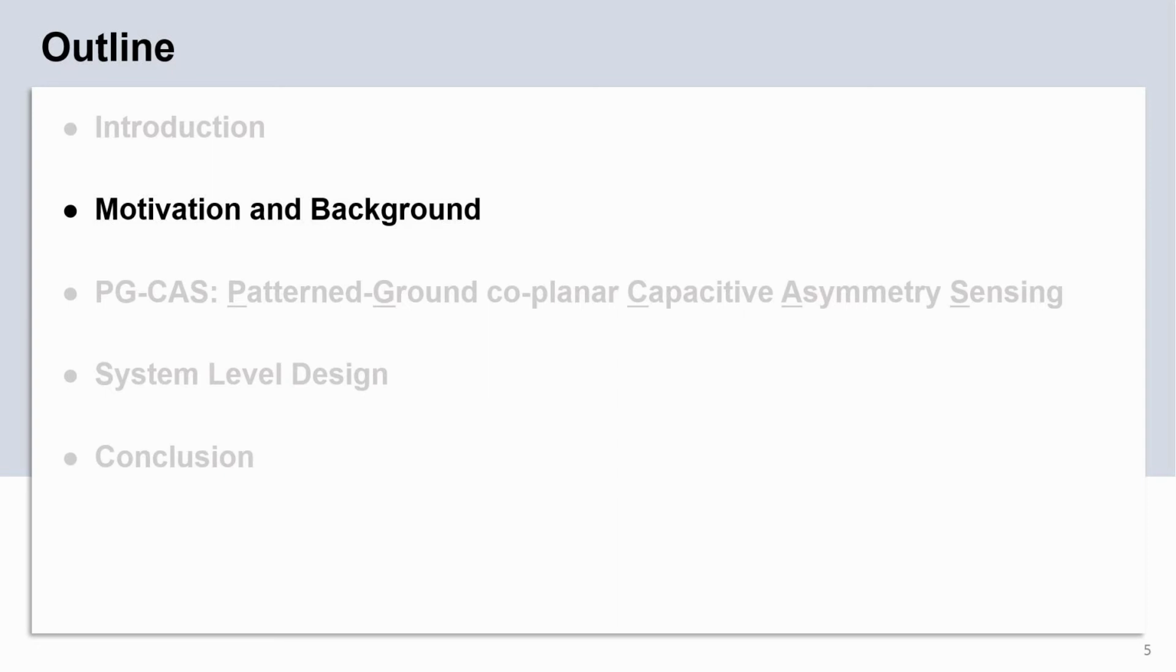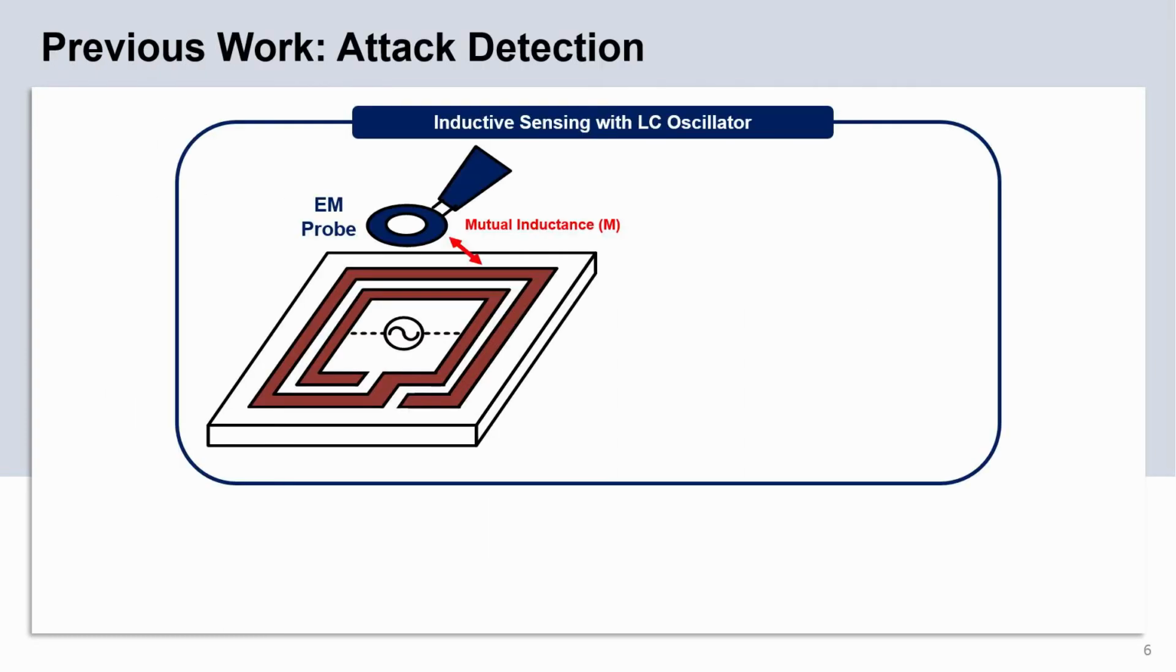Here is the previous related work in EM side channel analysis attack detection. This figure describes the previous work on the attack detection technique. This employs an inductive sensor coil-based LC oscillator. It detects variation in the EM field caused by an approaching EM probe. When an EM probe approaches, the mutual inductance between the EM probe and the integrated inductive sensor coil increases.